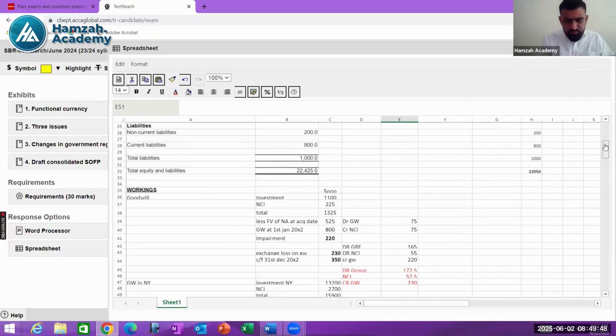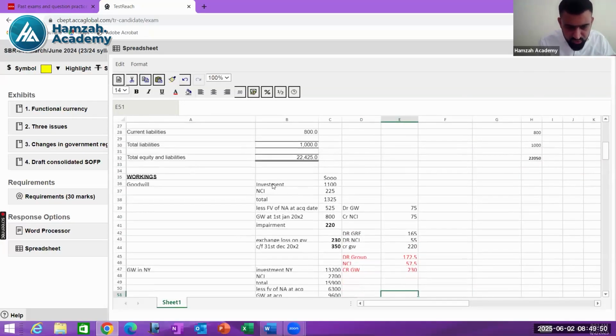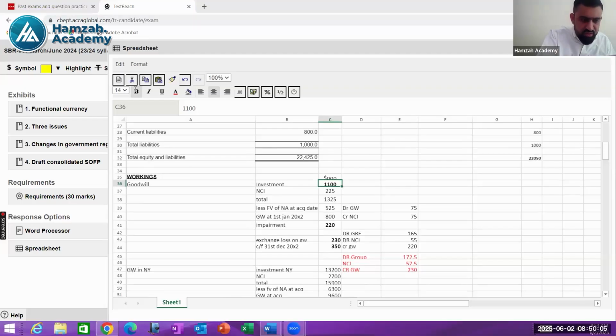First of all, issue number one regarding the calculation of the goodwill. The goodwill should have been calculated. Investment at the date of acquisition is 1.1 million. I am taking 30% common. So 1.3 million, 1.1 million is the value of the investment at the date of acquisition.